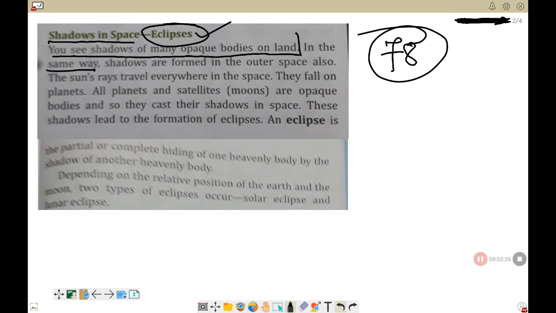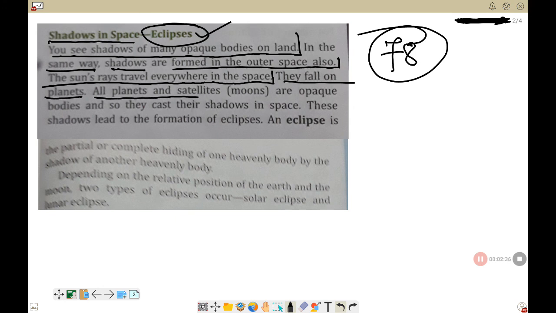In the same way, shadows are formed in outer space also. The sun's rays travel everywhere in space. They fall on all planets. So all planets and satellites, that is the moon, are opaque bodies, meaning they do not allow light to pass through them, and so they cast their shadows in space. The shadows lead to the formation of eclipses.